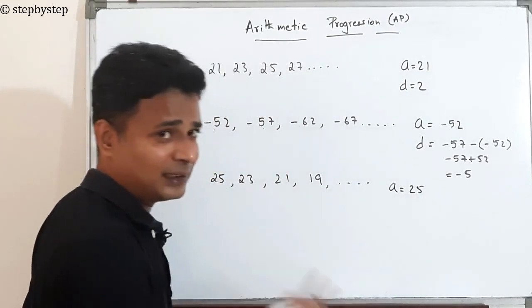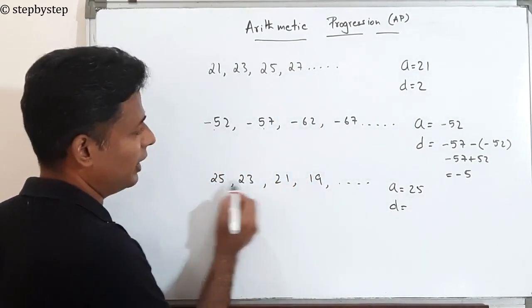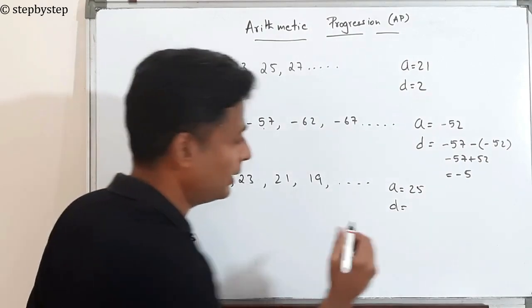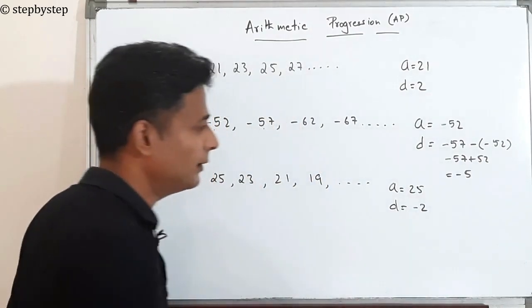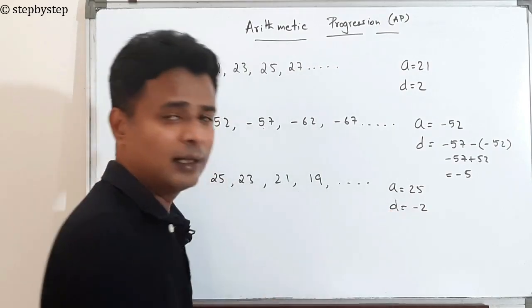25. The first term is A. What is D for this? How do you find it? We can do 23 minus 25, or we can do 21 minus 23. Anything, you will get minus 2. So since this is a decreasing AP, D is negative.